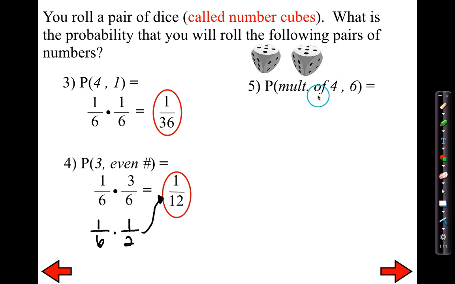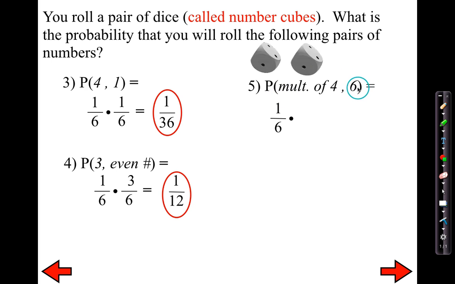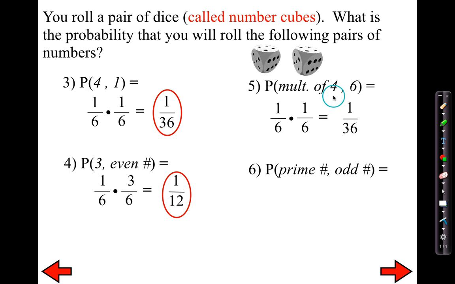Okay, what's the probability of rolling a multiple of 4 and a 6? Well, multiples of 4 would include 4, 8, 12, etc. If you think about a number cube, the only multiple of 4 that shows up on a number cube is 4, so we're going to put 1 out of 6. And then a 6, well, there's only one way to roll a 6. That's also going to be 1 out of 6. I can't reduce any of these, so I'm just going to multiply straight across, leaving you with 1/36.